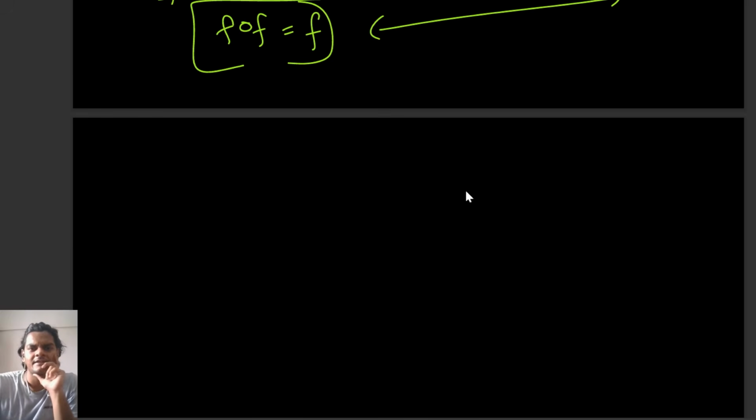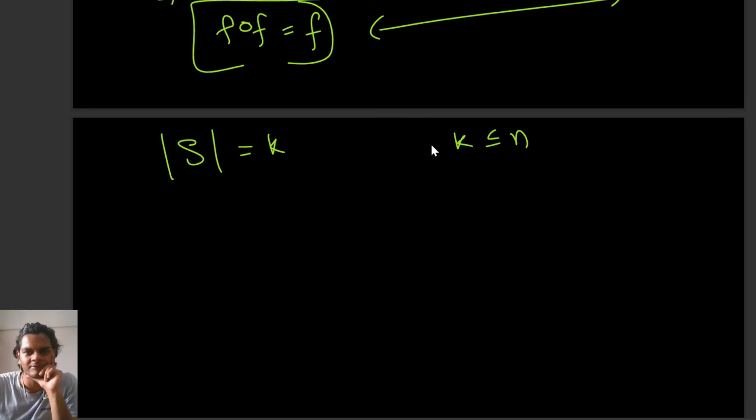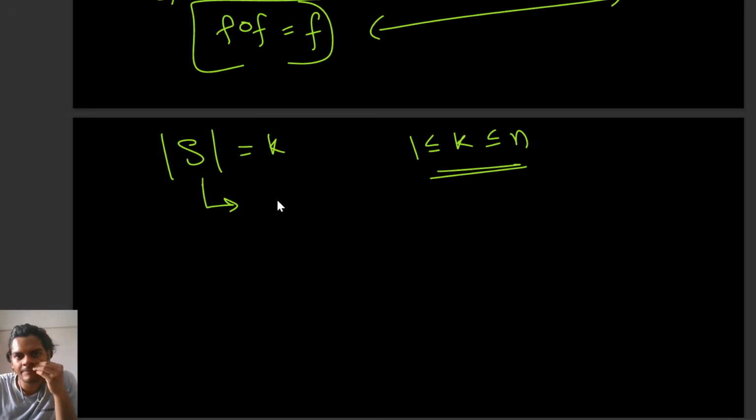So how do we find that? Let's say S has k elements, right? And obviously k is less than or equal to n, greater than or equal to 1. And that is the image. So for each k, how many S is possible?